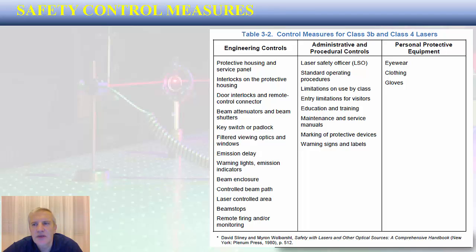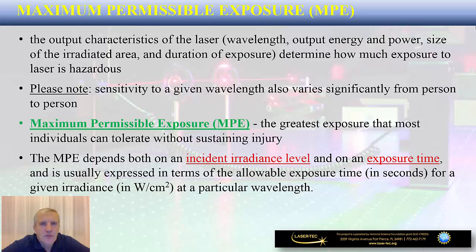And finally, PPE or personal protective equipment. There we would have eyewear. We would have clothing and gloves in the case of class 4 lasers, if there is also a risk of skin injury. An important concept that has to be introduced when it is about laser safety is the concept of so-called MPE, or maximum permissible exposure.